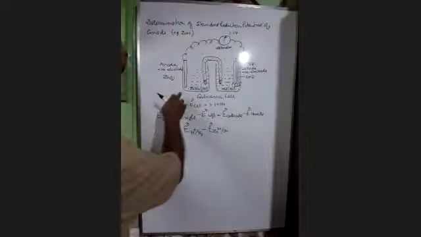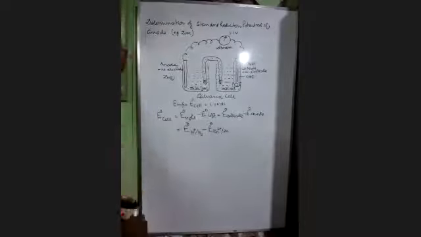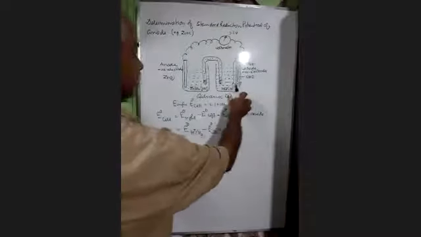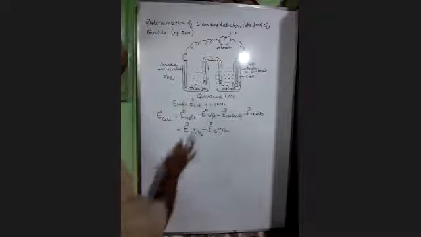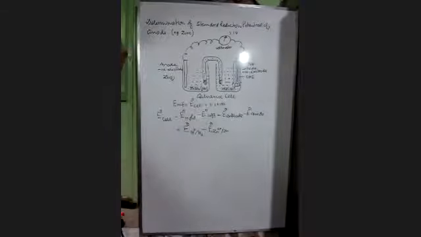See here, anode is zinc and the reference electrode is standard hydrogen electrode. Okay, so draw the circuit diagram. Then after that, from here after finishing, then I'll write. And after finishing, tell.